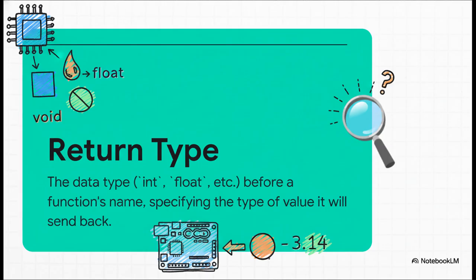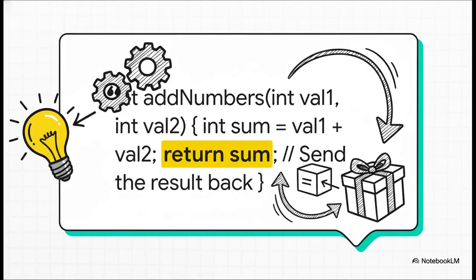But what if we wanted to return a whole number? Well, we just change void to int. Or if we want a decimal, we use float. It's like making a promise. The function is now promising it will send back a value of that exact type. Let's take a look at this add numbers function. See how it starts with int? That's our promise. We're telling the program, hey, this function is going to give you an integer back. So it takes in two integers, adds them up, sticks the result in a variable called sum, and then here's the key part. It says return sum to send that final number back out.